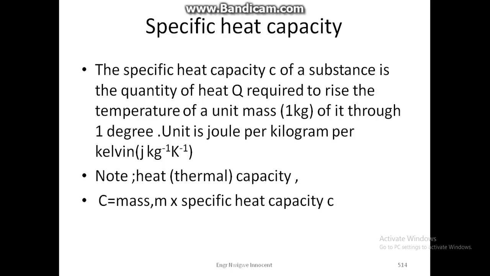Note: heat (thermal) capacity C is equal to mass M times specific heat capacity c, that is, C is equal to MC. Calculation of specific heat capacity.